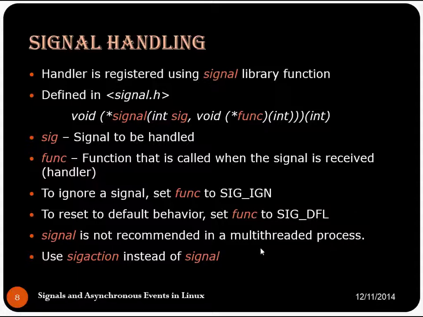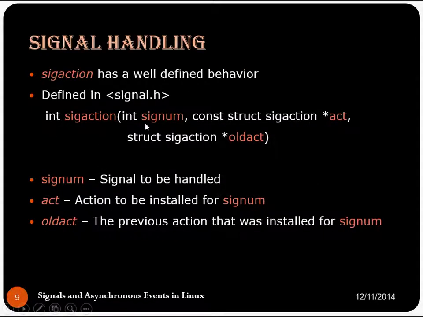A more robust interface called sigaction can be used instead of signal when a multi-threaded environment is used. The sigaction function takes three arguments. The first one is an integer, and the other two are of the type struct sigaction. The first is the signal that is to be handled. The second argument is a new action that is to be installed for the signal, and the third argument is the action that was previously installed for the signal.